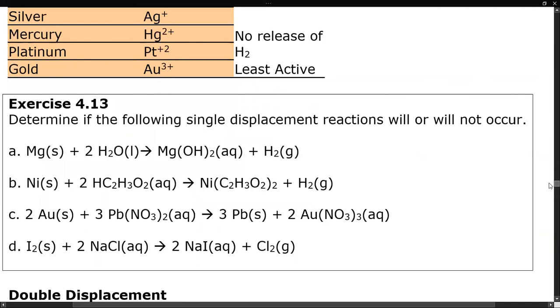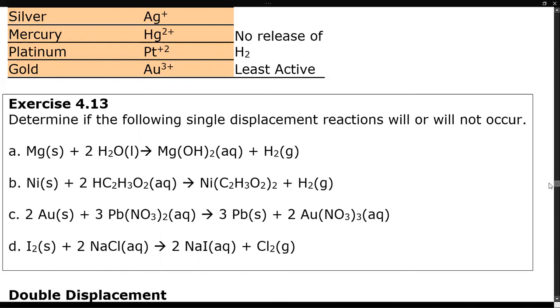So let's consider whether or not these single displacement reactions will or will not occur. If we got magnesium solid reacting with water, now if we assume that that's room temperature water and not hot water, magnesium wasn't active enough to displace it from room temperature water. It was in that second group. The water had to be really hot, or maybe superheated steam or water vapor at a very high temperature. So not so much. Now, if you look at nickel, nickel was above hydrogen on that activity series we just looked at, so it will displace hydrogen gas from the acetic acid.